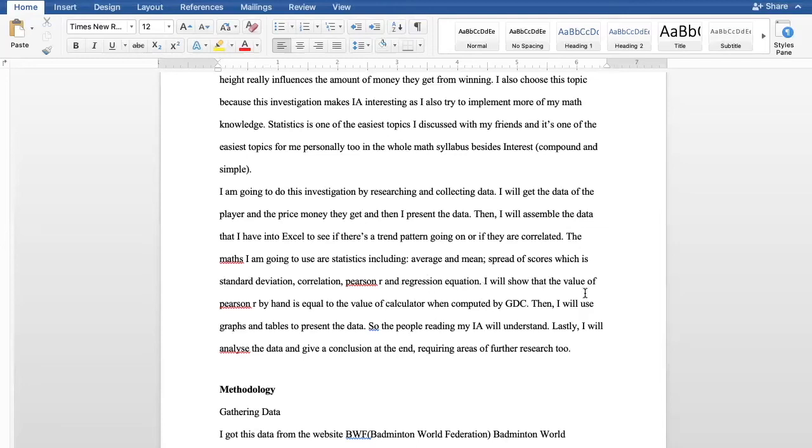I will show that the value of Pearson R by hand is equal to the value of calculator when... This is not needed in the introduction because introduction only requires general process that you plan to do in your exploration. Okay, I see. Then I will use graph and table to present data. Is that fine, sir? Because if you really want to put your mathematical processes in order, this shouldn't go to the last, right? Then I will use graph and table to present the data should go somewhere before.